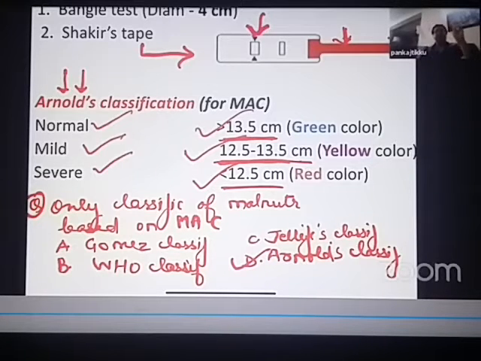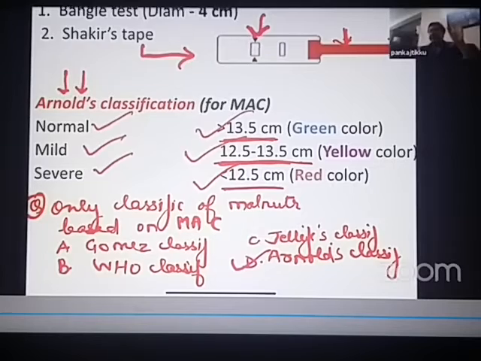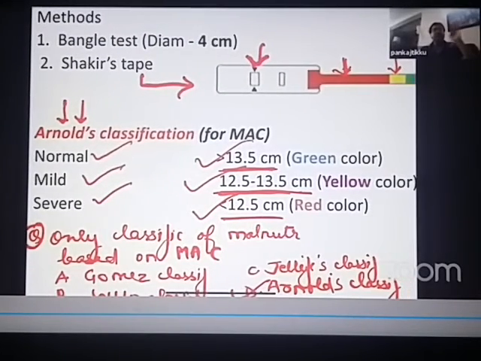Two methods to measure the mid-arm circumference: Bangle test, Shakir's tape. What is the diameter of the bangle used in a Bangle test? The diameter of bangle used in a Bangle test, 4 centimeters. A Shakir's tape is better or a Bangle test is better? I told you Shakir's tape is much better because it will tell you exact mid-arm circumference of the child.